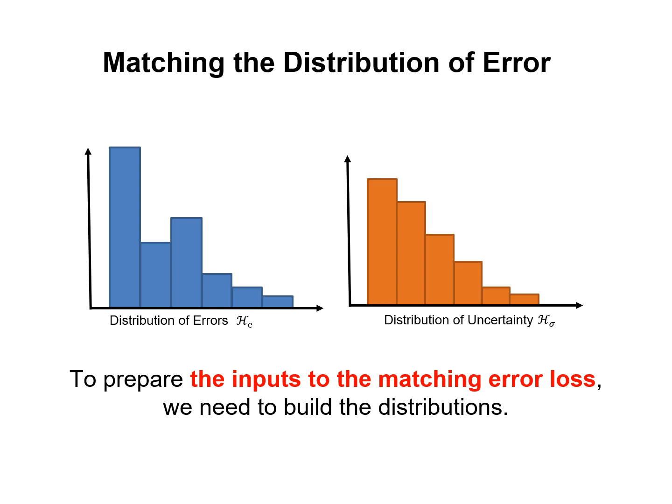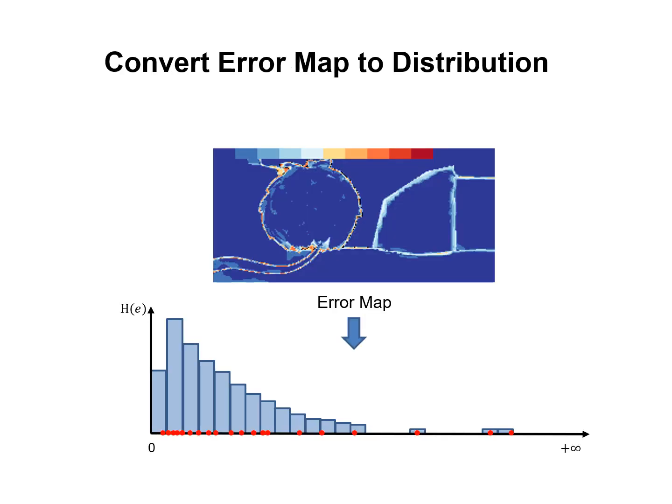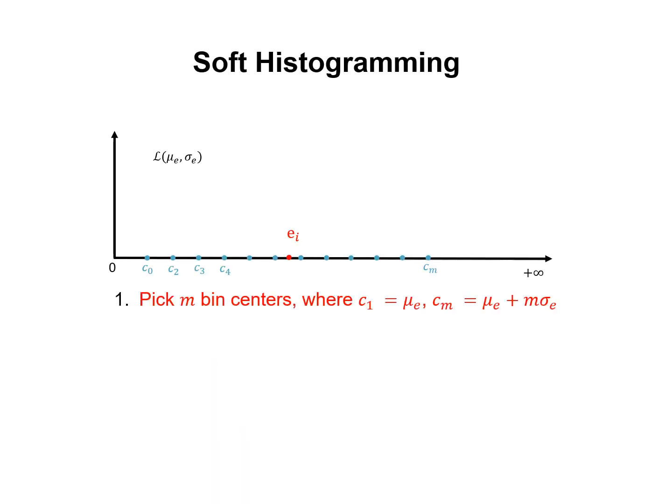Now we start to discuss our matching error loss. We first need to prepare the inputs by building the distributions of errors and uncertainty. To get the distribution, an effective approach is to construct a histogram of the errors. Maximum likelihood estimation can be used to approximate the probability density function of the distribution, but it's not differentiable. Hence, we use the soft histogramming technique.